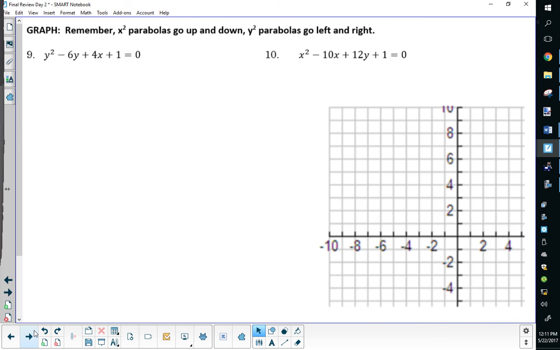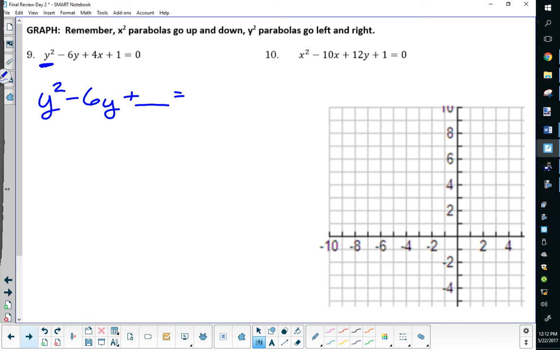On the back side, we are doing parabolas here to start. Y squared minus 6y plus 4x plus 1 equals 0. I know it's a parabola. How do I know it's a parabola? Just one thing is being squared. So when I set this up, we're going y squared minus 6y plus blank. Because y is squared, we put it and its partner next to it. Everything else is going to go to the other side. So I'm going to have a negative 4x, a negative 1, and a blank. That's step 1, setting it up.